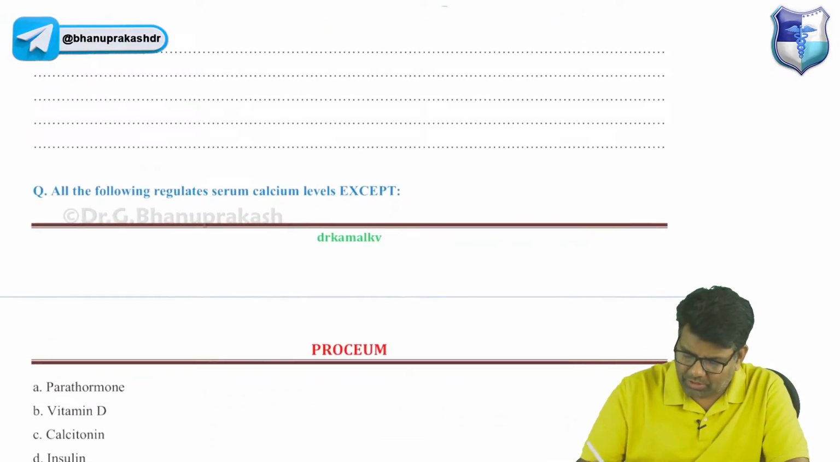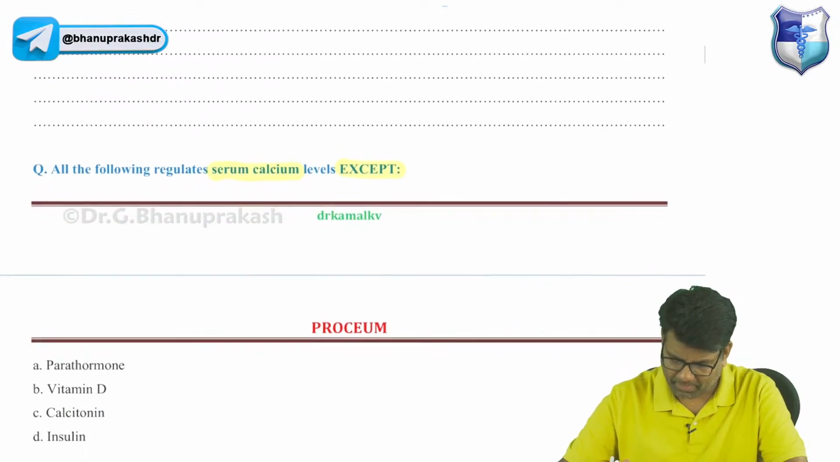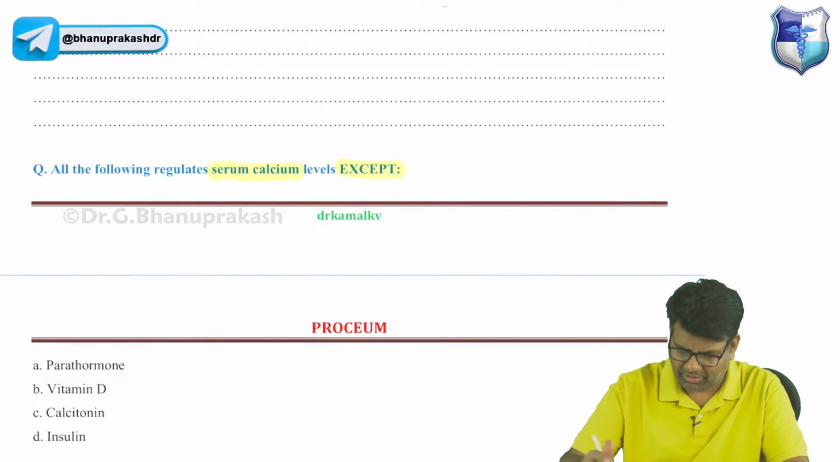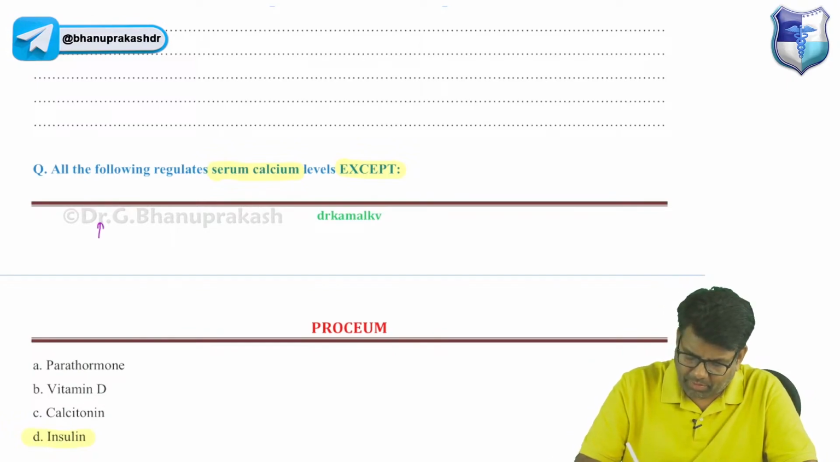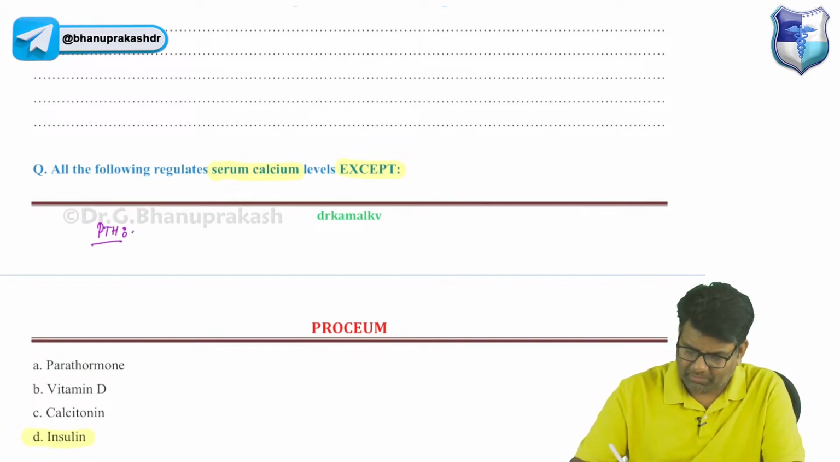Now, next question. Which of the following has nothing to do with serum calcium level? Answer is very straightforward, I guess. Anyone? No active role of insulin as such. Now, parathormone is released from a gland. Yes, everyone is right. So this is released from the parathyroid glands, and the function of parathormone is to increase serum calcium levels.